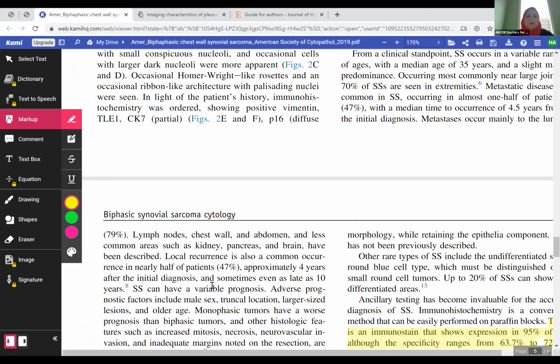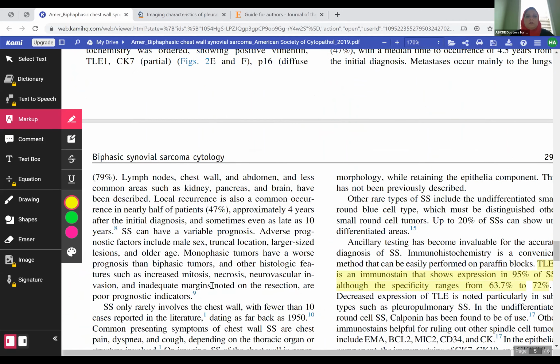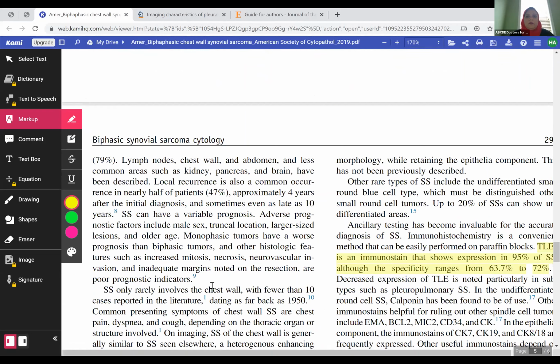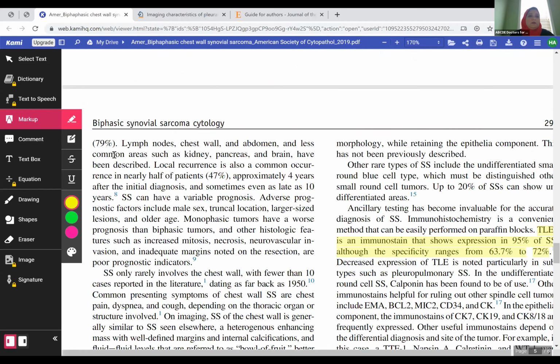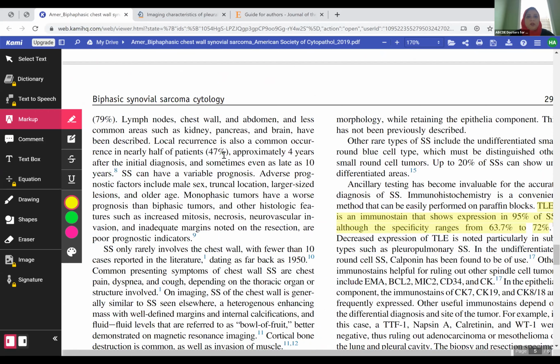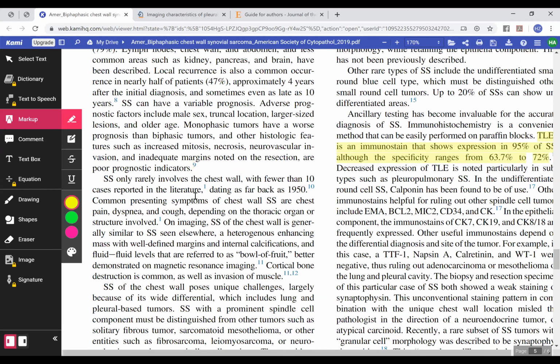Because this patient had a chest wall mass and it was involving the pleura. Mets occur mainly to the lungs. This might be important for somebody who's interested in chest wall and thorax, right? Less common areas have been described. So somebody coming to read this paper might have a case of synovial sarcoma in the kidney and want to see that. And then that person might actually go and check my reference and say, hey, I want to read more about that, so let me go there. Local recurrence, blah, blah, blah. This is all general background about synovial sarcoma.